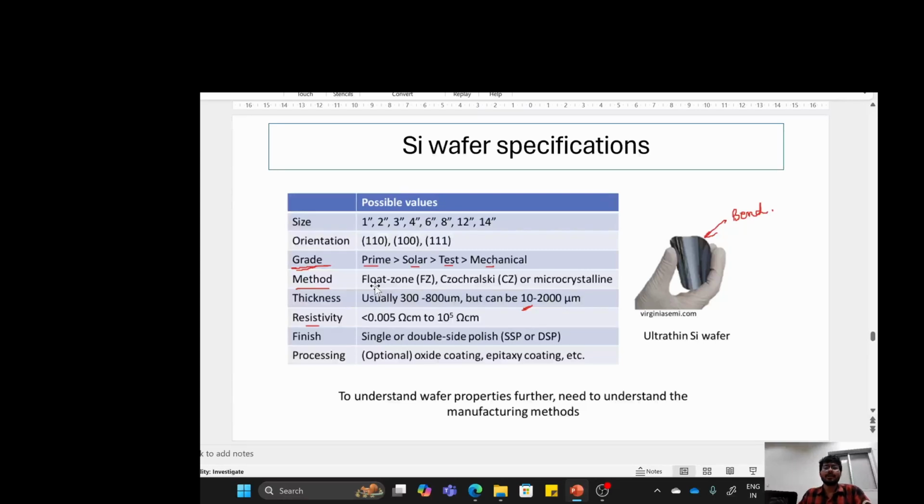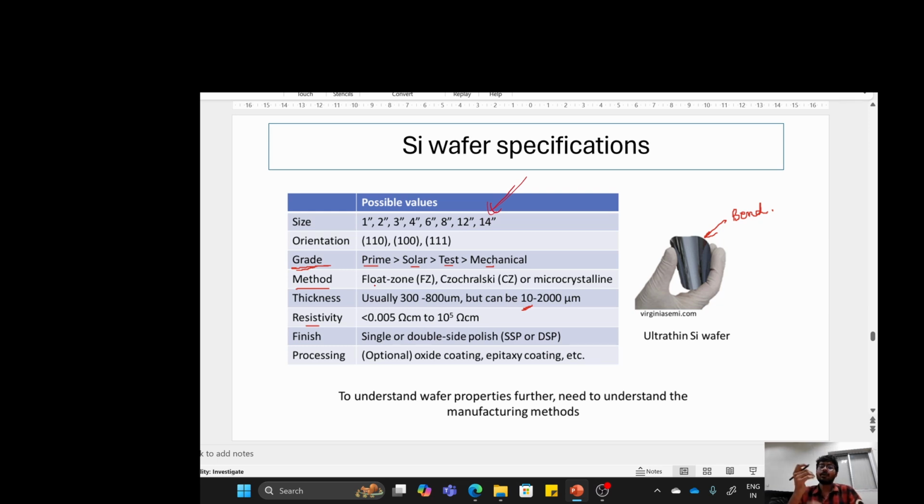These are some of the silicon wafer specifications. These are the possible sizes; you can have wafers as big as 14 inches. But the thickness of the wafer should be high enough that it should not break by its own weight.